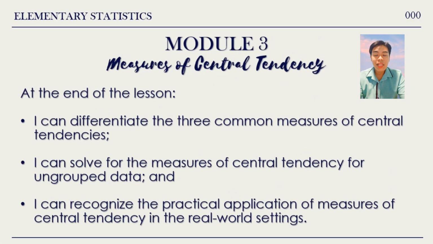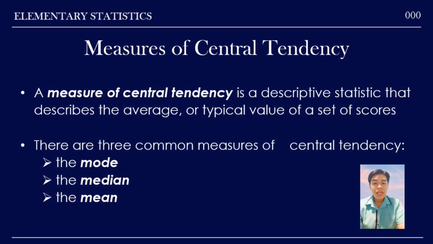At the end of the lesson, I can differentiate the 3 common measures of central tendencies. I can solve for the measures of central tendency of ungrouped data. And I can recognize the practical application of measures of central tendency in the real-world settings. Let us first define some common terms. A measure of central tendency is a descriptive statistic that describes the average, typical value of a set of scores. We have 3 common measures of central tendencies, such as the mode, the median, and the mean.